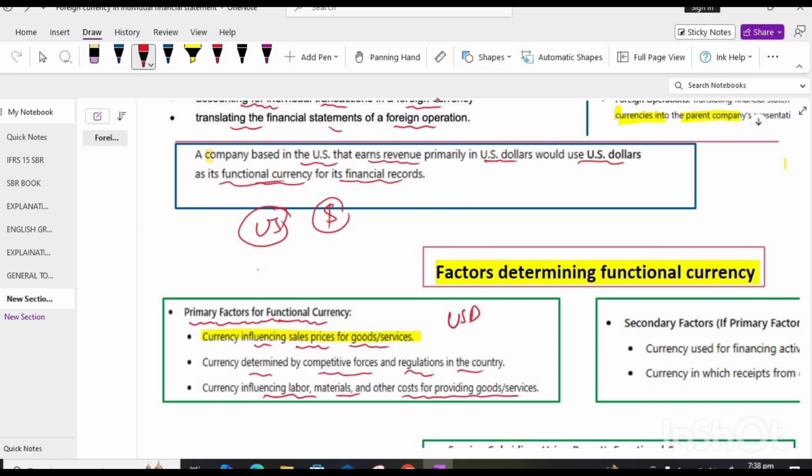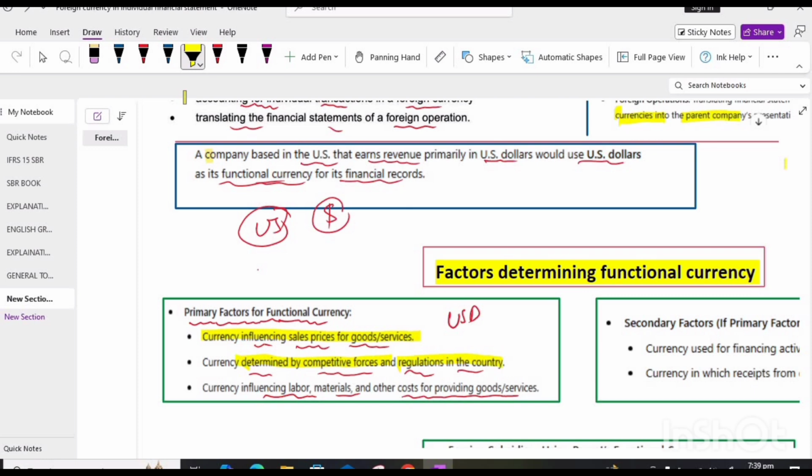Now, what do we mean by the currency determined by competitive forces and regulation in the country? This is the currency of the country where market conditions, competitors, or government rules impact the pricing decision. That will be your functional currency.